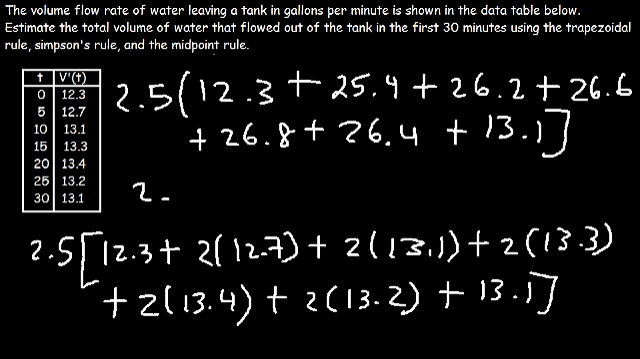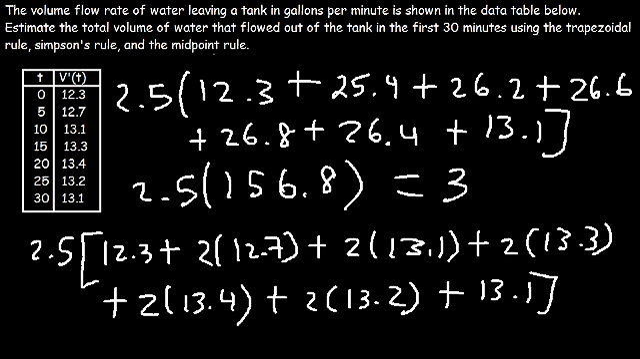What I got is 156.8. And then let's multiply that by 2.5. So according to the Trapezoidal rule, in the first 30 minutes, 392 gallons of water will exit out of the tank.